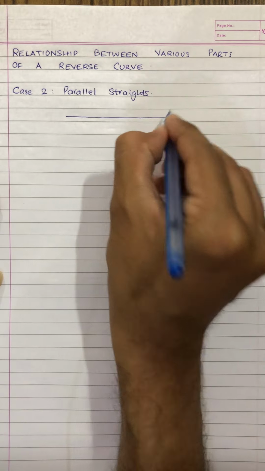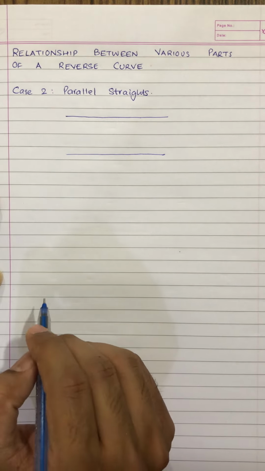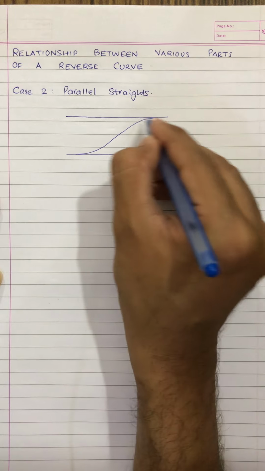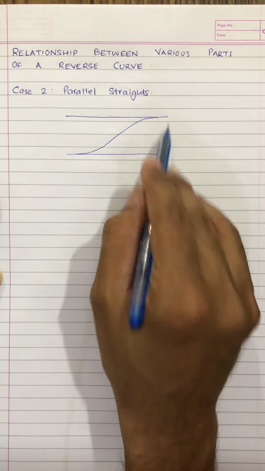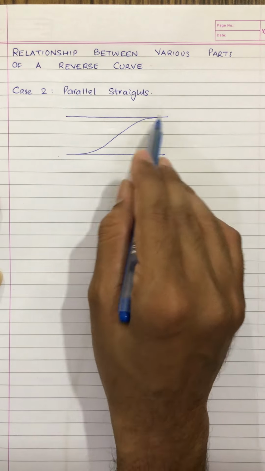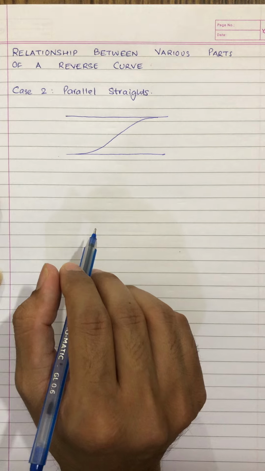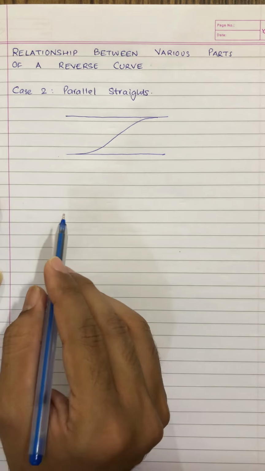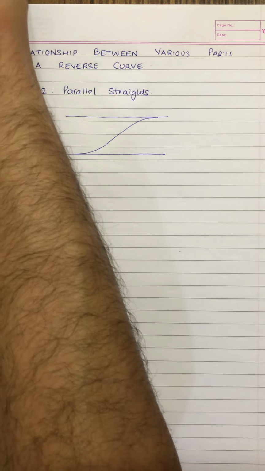Like for example, these are two straights which are parallel to each other, and a reverse curve could be inserted between these two straights. For example, these are two roads and a reverse curve has to be established between these two roads. So it can be done easily. So we will see how it is done in the second case. Consider this figure.